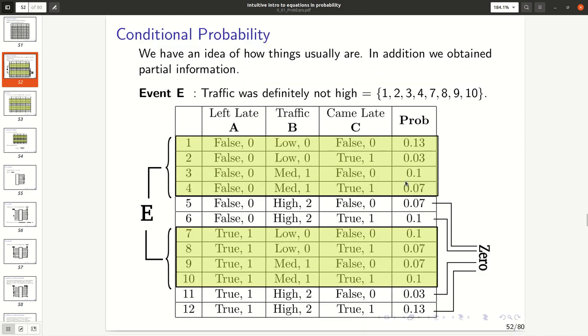Such an event E will retain only the row numbers indicated in the colored one. So 1, 2, 3, 4, 7, 8, 9, 10, because the rows 5, 6 and 11 and 12 correspond to the value B where the traffic is high. So as per the conditioning E, these 4 rows cannot occur at all. So they will be eliminated.